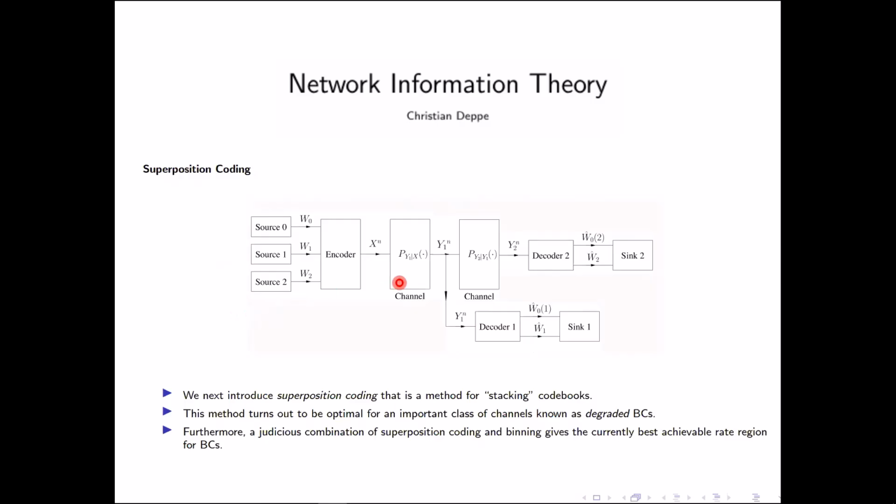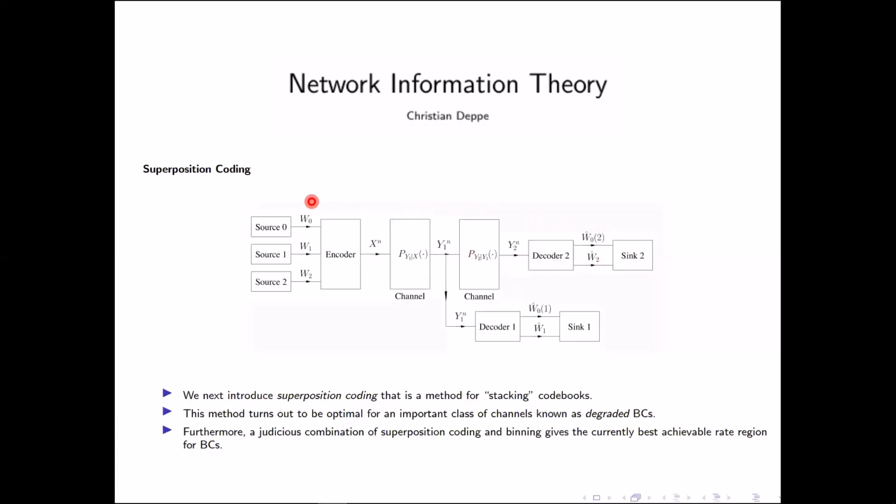This is called the degraded broadcast channel. You see, the channel is different from the broadcast channel we had before. First, we have the channel from X to Y1, and Y1 goes to decoder 1, and he makes some decision. And after this channel, there's another channel which goes from Y1 to Y2, and then Y2 makes a decision of the common message and the dedicated message for them. That's the reason why it's called the degraded one, because it first goes to decoder 1 and then it goes to decoder 2.